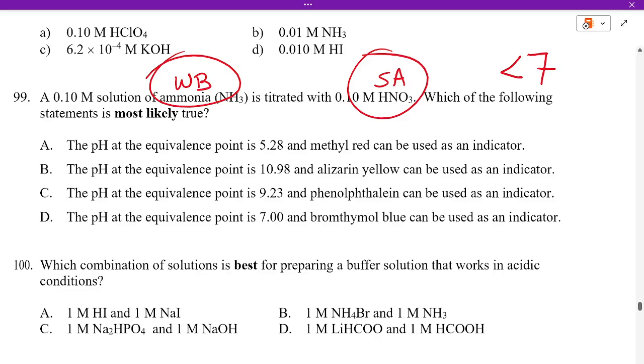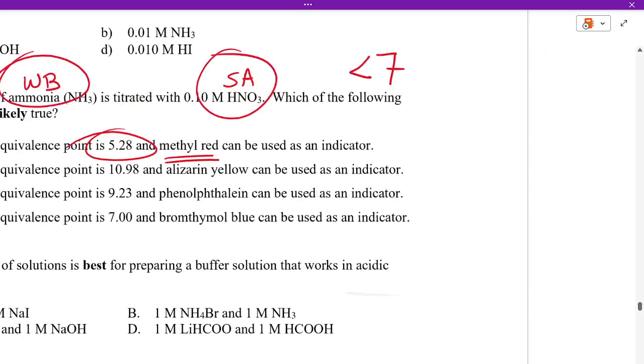Okay? Terrible explanation, never write that, but for multiple choice it works really well. And so you can be like, it is 5.28, and therefore methyl red can be used as an indicator. You don't even have to look at the indicator because it has to be 5.28 because that's the only one that's below 7. Yes?